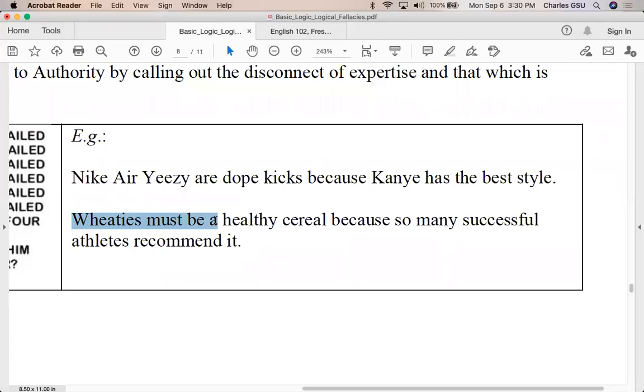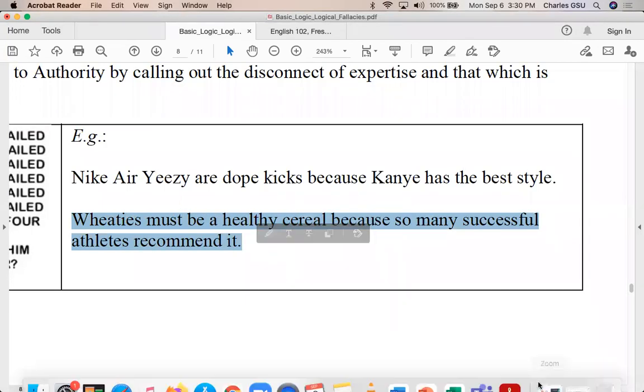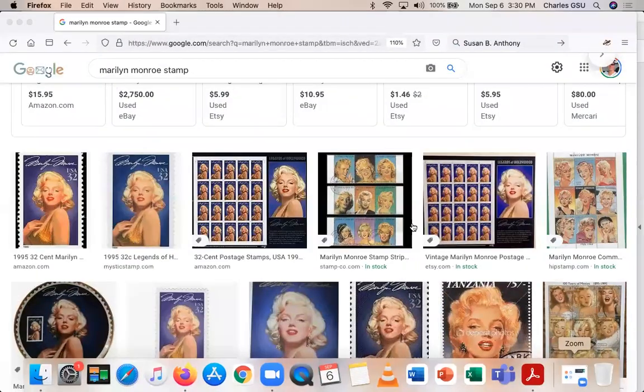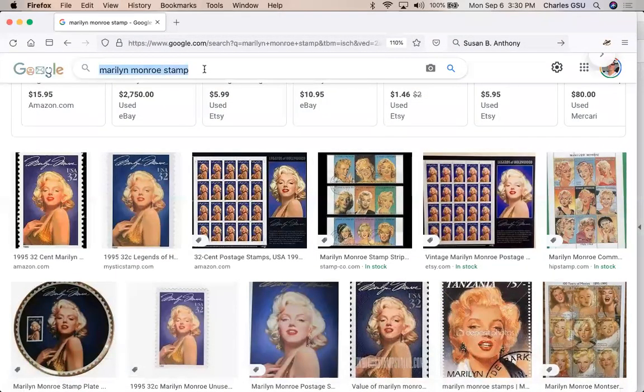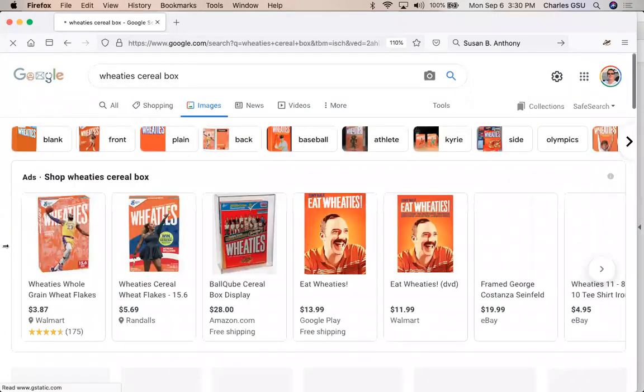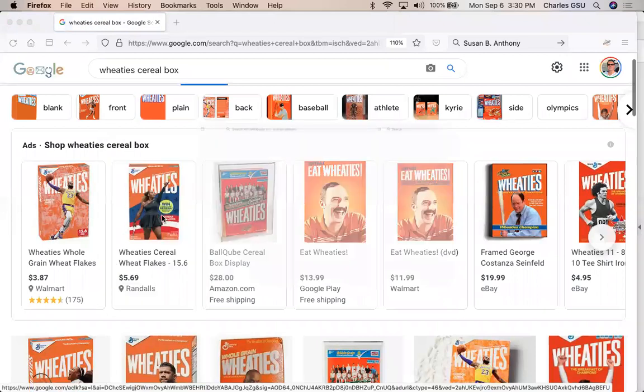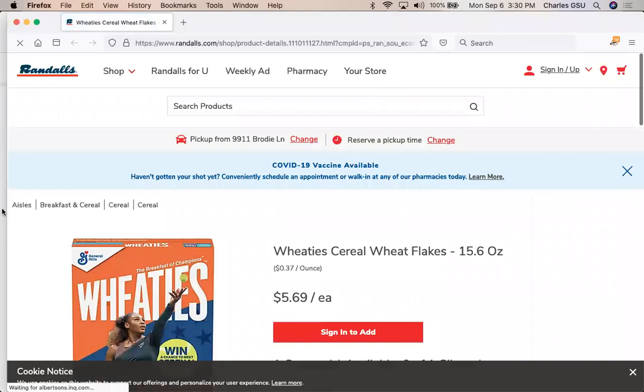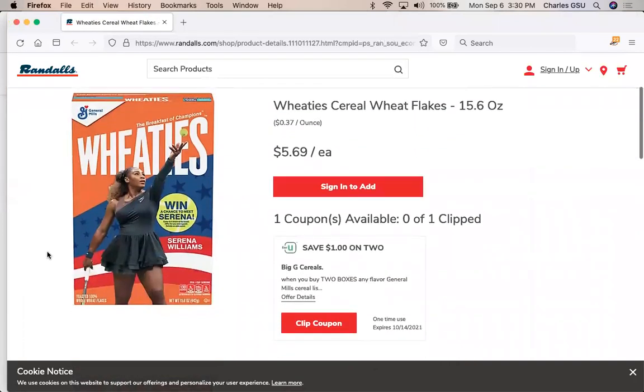Or Wheaties must be a healthy cereal because so many successful athletes recommend it. Well, not necessarily, meaning some of you may be athletes, and I'm pretty sure you probably eat more than just Wheaties. Here's Serena Williams. Part of the supposed bargain or endorsement of Wheaties is that the athlete is supposed to eat it every morning.